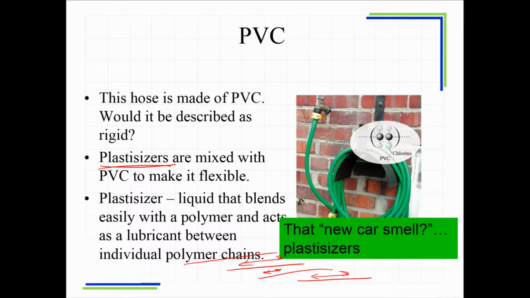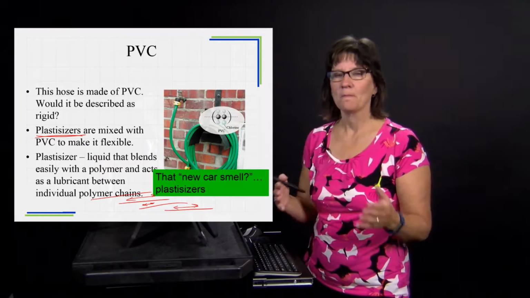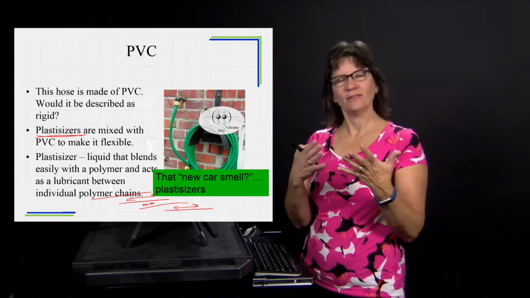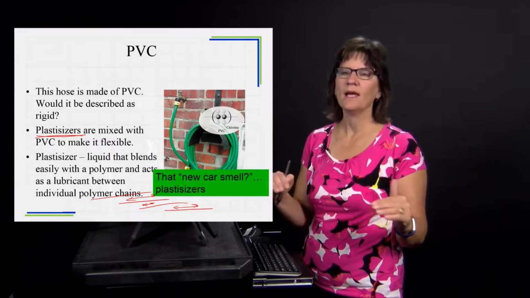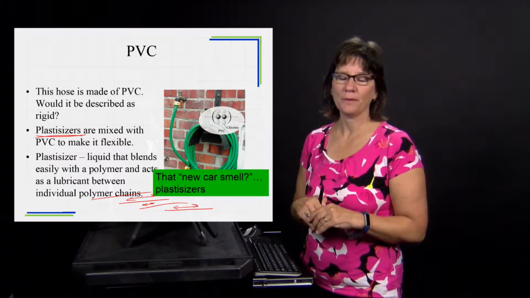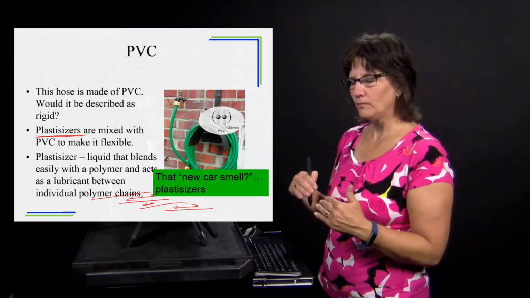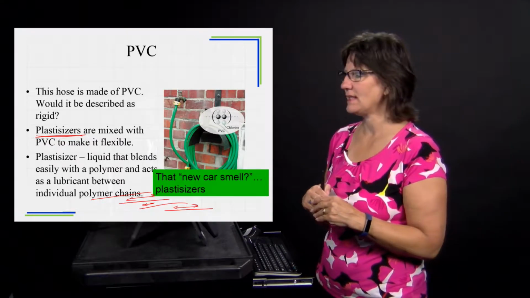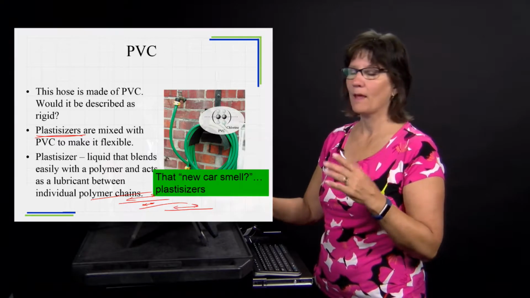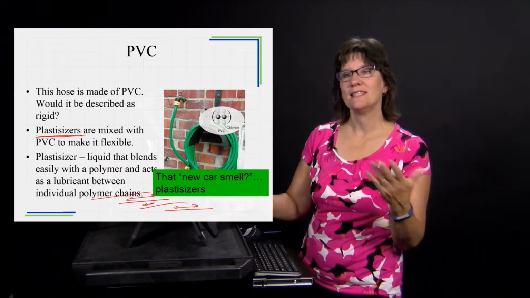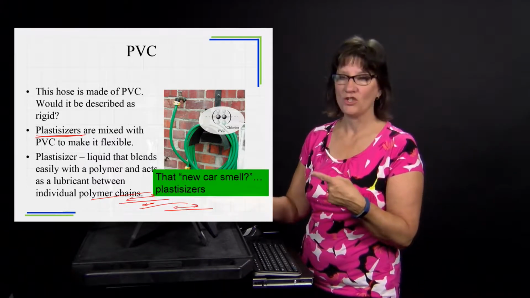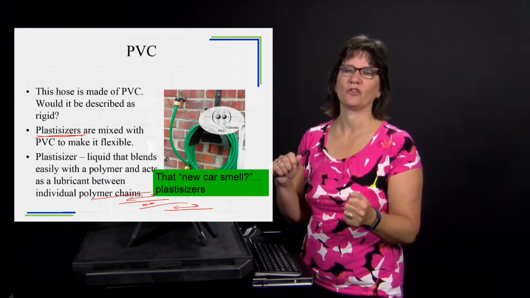Plasticizers are what give you that new car smell. When you get into a new car that has vinyl seats and you say, oh, I love that new car smell, well, the new car smell is the plasticizers slowly leaking out a little bit from the PVC in those plastic seats. We use the word vinyl kind of loosely here. They might put plasticizers in all kinds of different rigid plastic materials to give them flexibility.